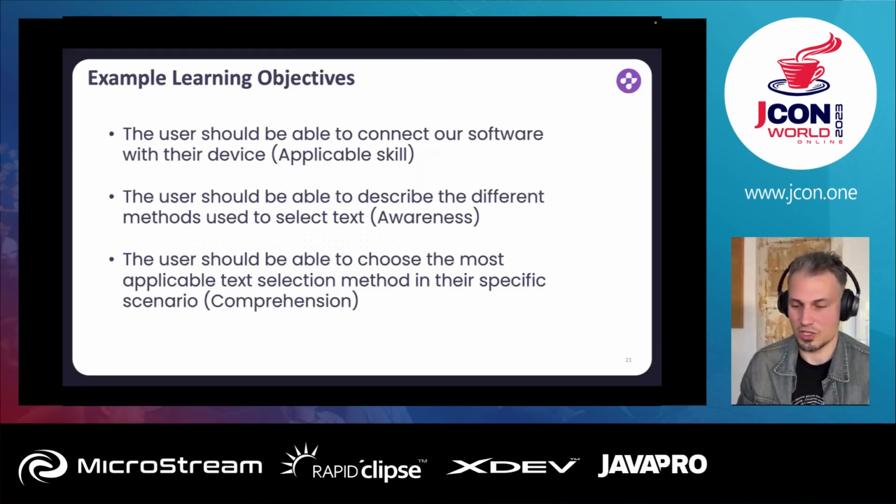And then you have comprehension, where someone actually has a use case and says, oh, which method is the best to use? The user should be able to choose the most applicable text selection method in their specific scenario. So that's comprehension. They actually know how to use this information.